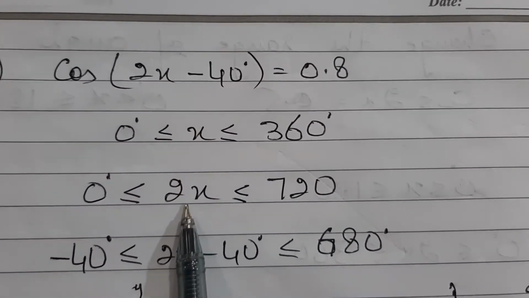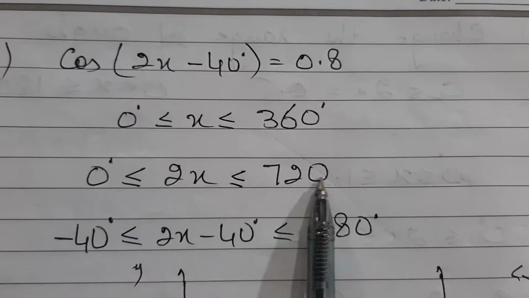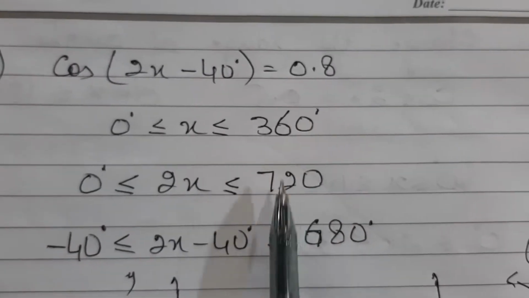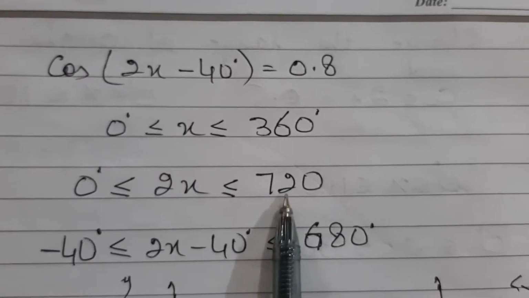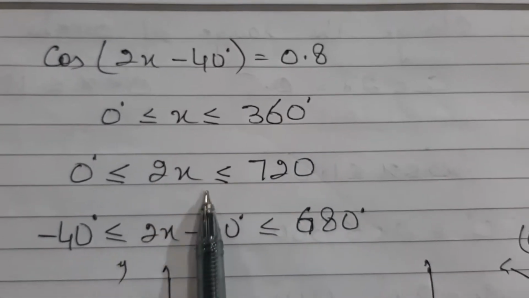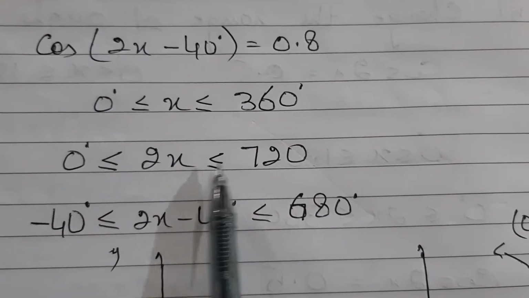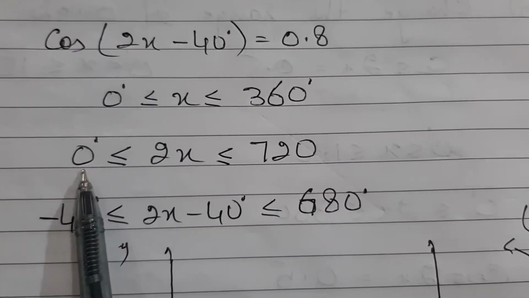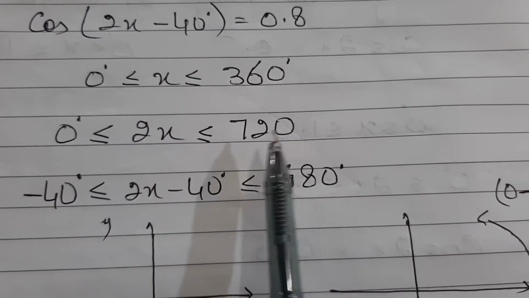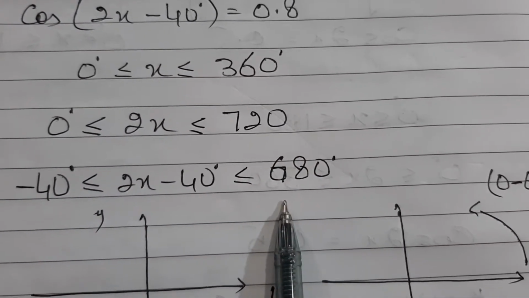First of all, I'll multiply it by 2 throughout. So 0 times 2 is 0 and 360 times 2 is 720, which means 2 complete rotations. This means 1 complete rotation. And then I'm subtracting 40 from each of these. So 0 minus 40 is minus 40, for 2x minus 40, and 720 minus 40 is 680.